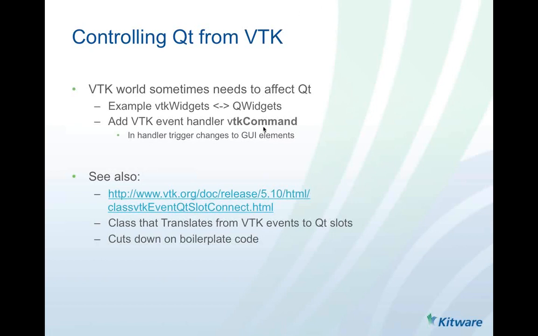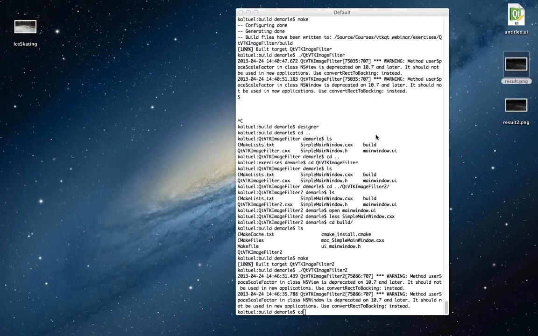The way you do that is similar to the way you tell VTK what to do from Qt: you use VTK's commands, that is, the things that respond to events. You tell the commands to trigger events that change the GUI elements. So you can have GUI elements that change things in the VTK pipeline, and you can have VTK pipeline events changing the GUI. We'll demonstrate here quickly.